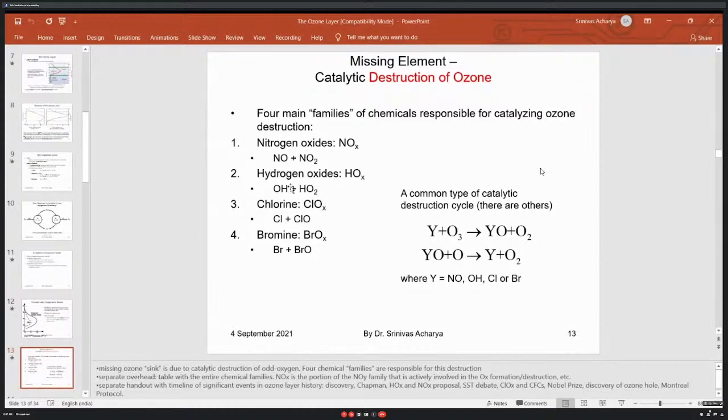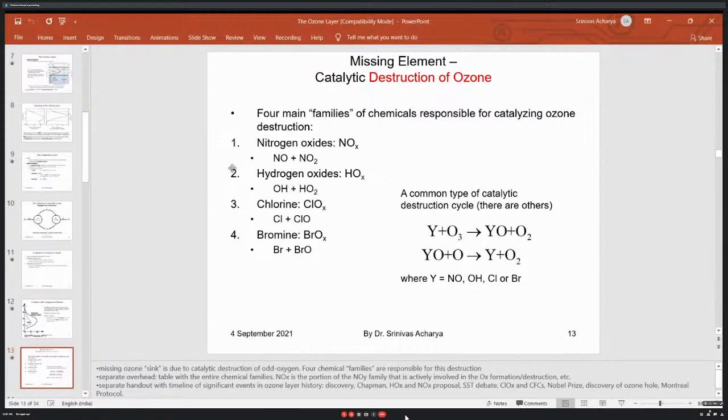So here you can see, what are the other sources and sinks of this ozone? Means if the ozone is destroyed, what are the other means of this destruction? The destruction of ozone occurs through some catalytic reactions.